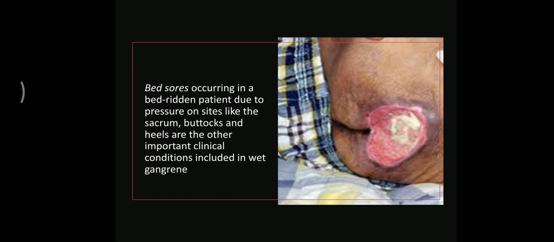Bed sore is an example of wet gangrene. Bed sore occurs in a patient who is bedridden for a prolonged time, and because of this, the pressure on sites like the sacrum, buttock, and heel can cause necrosis with superadded putrefaction.